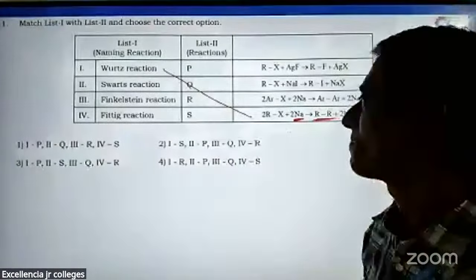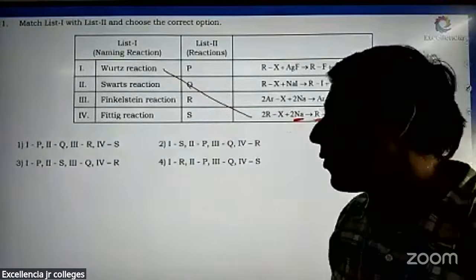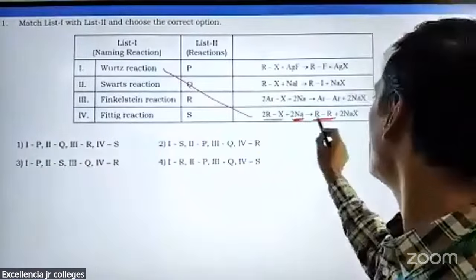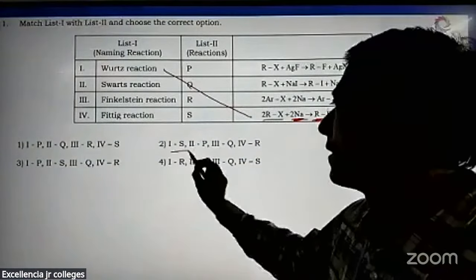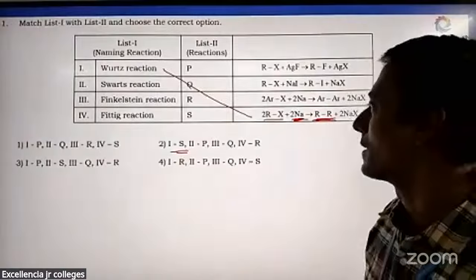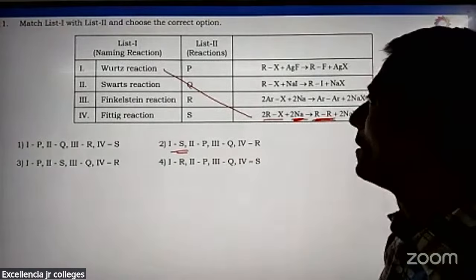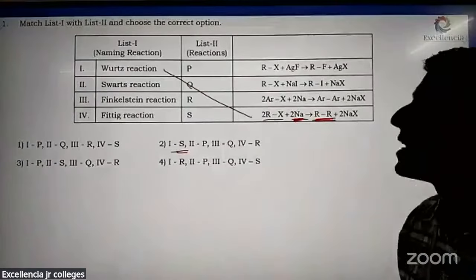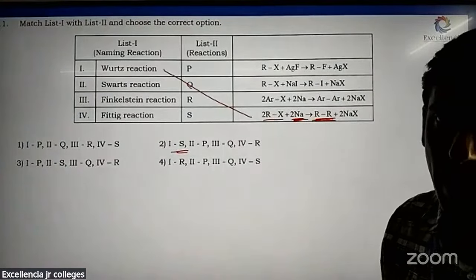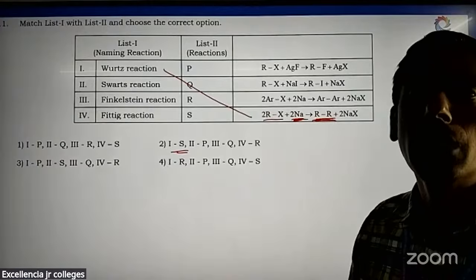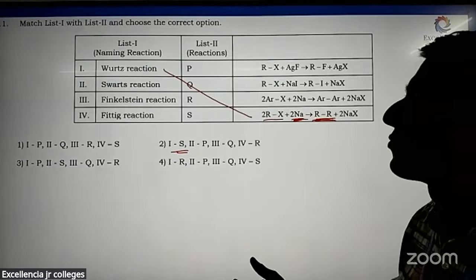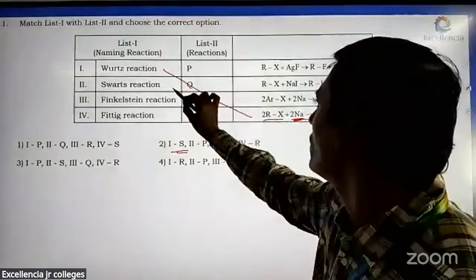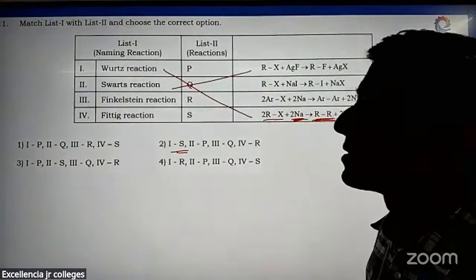See, it became simple when we follow that method. 1 S: Wood's reaction, alkyl halide with sodium metal forming the higher alkane. So there you have 1 S. We'll cross check now. Then the second one, Swartz reaction. What is Swartz reaction? Preparation of alkyl fluorides from chlorides or bromides on reacting with metallic fluorides like silver fluoride, mercury fluoride, any metallic fluoride. Chlorides or bromides are converted to fluorides in the Swartz reaction.